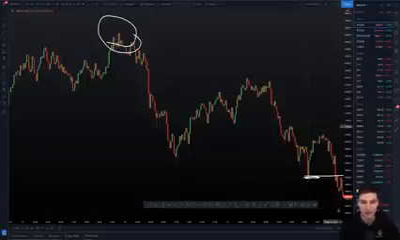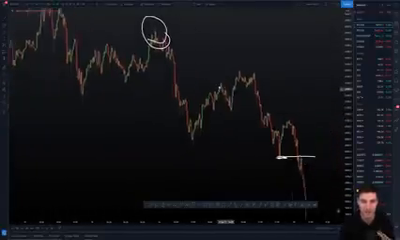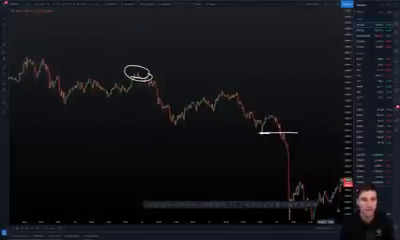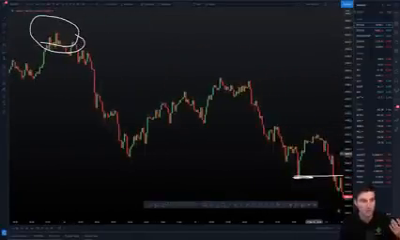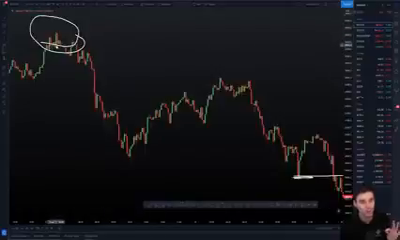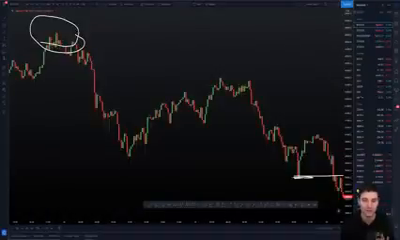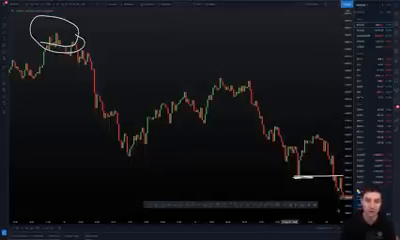We actually had a fairly nice bounce off of it. Obviously, in the end, we lost the level and went down lower, but that's not really important here. What's important is that we want to hold on to the short because we are expecting lower on the Bitcoin chart, but we recognize the opportunity for a long here.